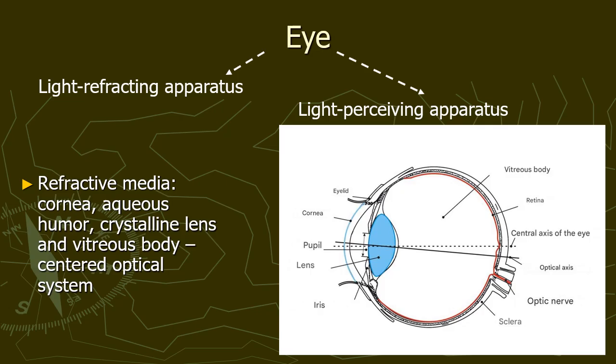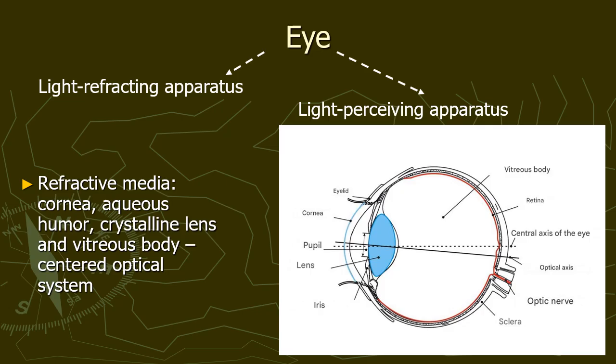And as for the refractive apparatus, here we consider the following refractive media. First of all, this is the cornea, where the light flux initially falls. Next comes the moisture of the front chamber. Light refraction also occurs here. The next medium we have is the lens, and the last one is the vitreous body. All of these media form a centered optical system, that is, their optical centers lie on the same axis, on the optical axis of the eye.